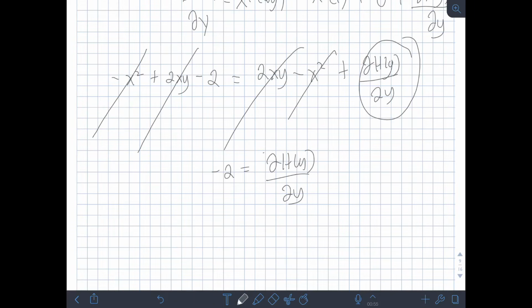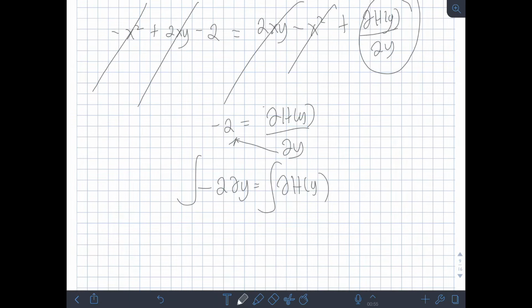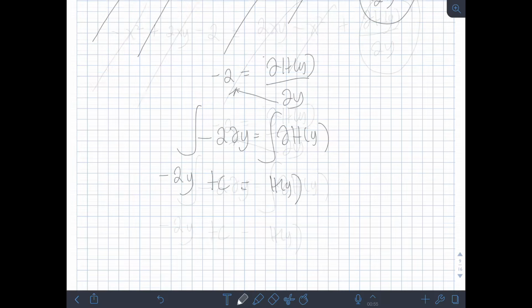So we can now solve for h of y. How? I will cross multiply: negative 2 dy is equal to the differential of h of y. Integrating both sides, the integral of negative 2 dy with respect to y is negative 2y, equals the integral of dh of y, which is simply h of y. Okay? And then we need to add a plus c since we integrated. Right? So therefore, this will be our final answer.